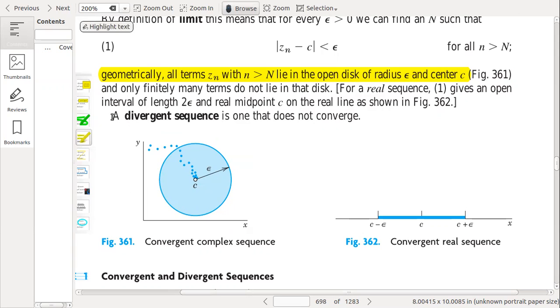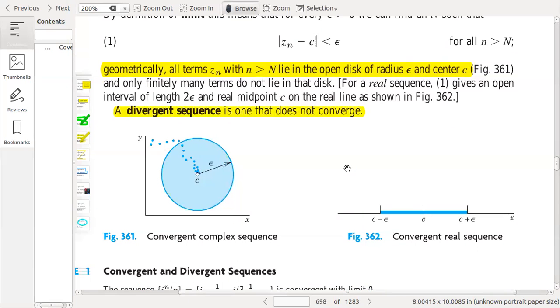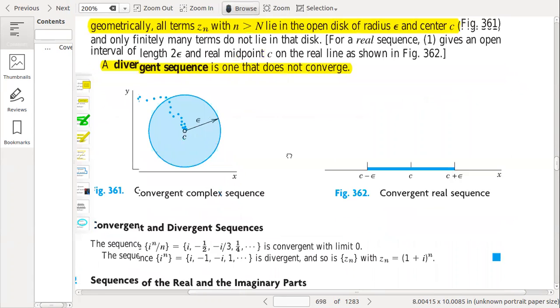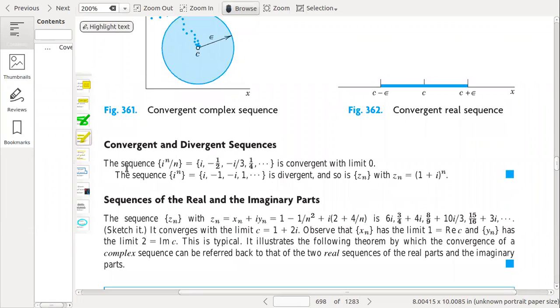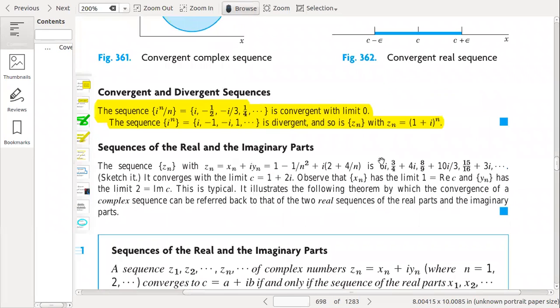Next is the divergent sequence. A divergent sequence is one that does not converge. Or we can say that if a sequence is not convergent, then it is divergent. Then here is an example of a convergent and a divergent sequence. The first sequence is convergent with limit equal to 0, and the next sequence is divergent, namely Zn with Zn equal to (1 plus i) to the power n.